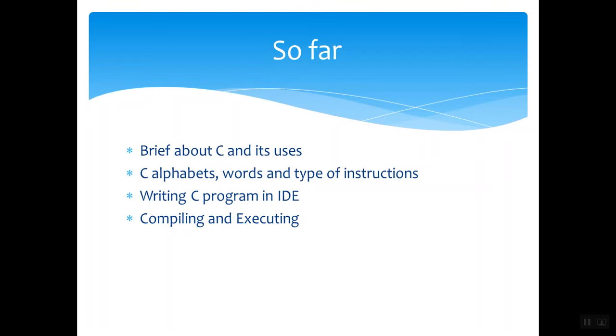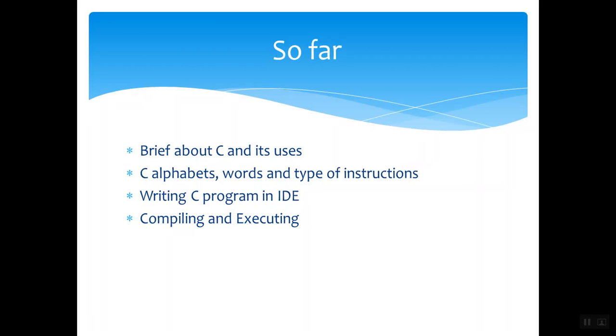So far we have covered a brief about C. We have learned about its usage and came across its usage in industry. We learned about C alphabets and C words, the types of words we have in C: constants, variables, and keywords. We learned about the types of instructions we can see in any C program, like type declaration instructions, arithmetic instructions, and process flow control instructions. We also wrote a C program in our Dev C++ IDE, learned how to compile and execute it, and learned where to see the errors if there are any.